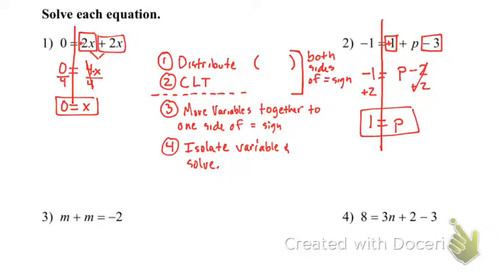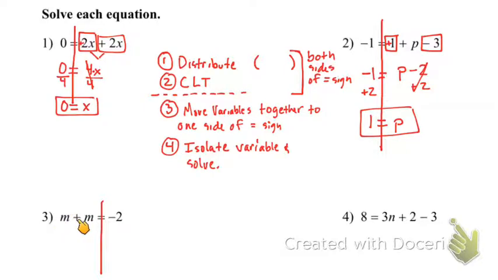All right, we're going to jump over to 3. Again, same process over and over again. Do I have anything to distribute? No parentheses on the left side? Nope. How about CLT, combine like terms on the left side? And the answer is yes.